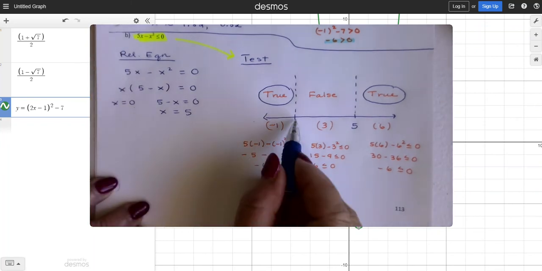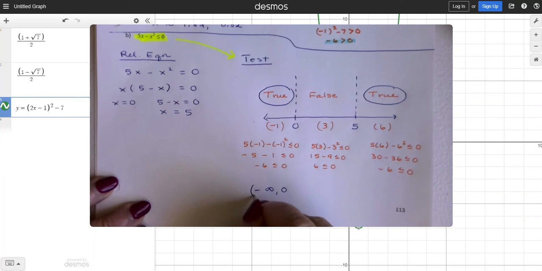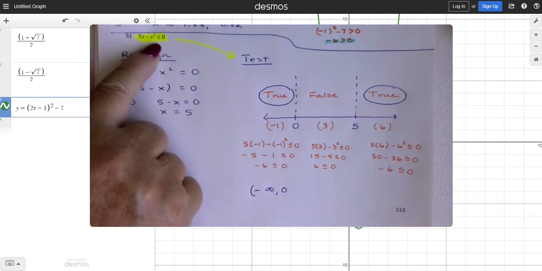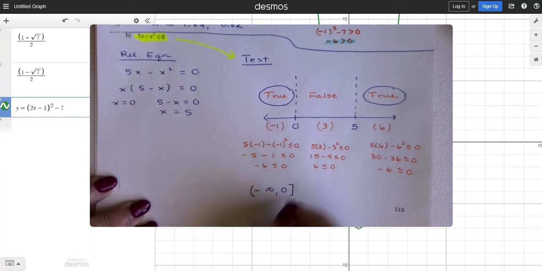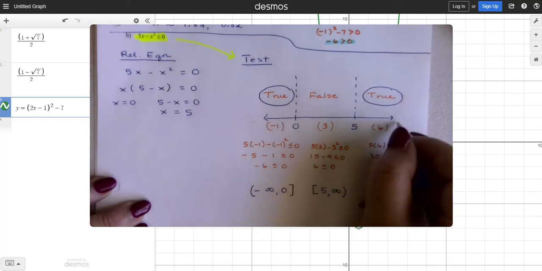From negative infinity to 0. And notice this time it is less than or equal to, so I'm going to use a bracket. And again from 5 to infinity, right out here.